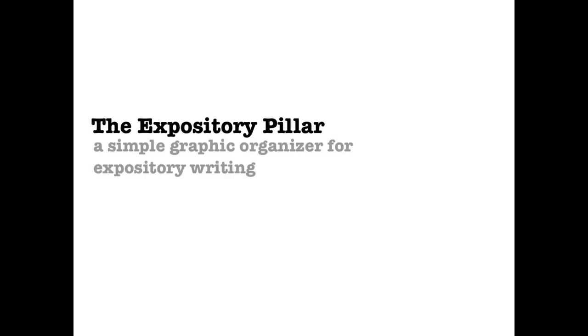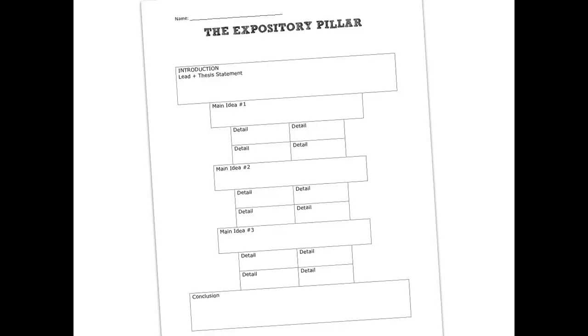This lesson is on the use of the expository pillar. The expository pillar is simply a plan to help you better organize your next expository writing task. It's set up so that your eye moves from top to bottom, left to right, in the same way that your written composition will be assembled.